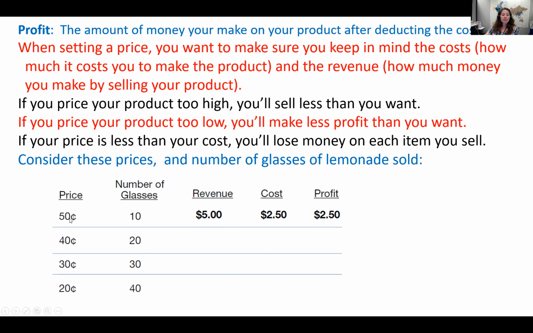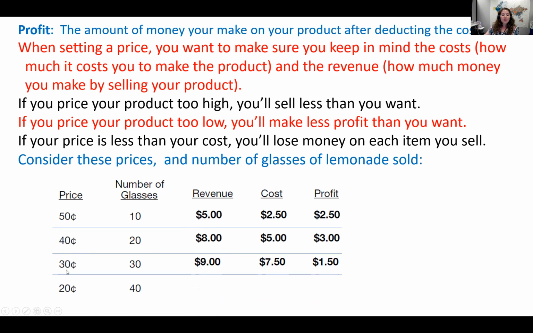For 50 cents per cup times 10 glasses, that gave them a revenue of $5, but it cost them $2.50 to make the lemonade and put it in the cups, with the ice and the workers. So they profited $2.50 for selling 10 glasses of lemonade. When they made the price lower by 10 cents, the revenue went up to $8. Their cost also went up, but they made more profit. They made $3 for selling those 20 glasses of lemonade.